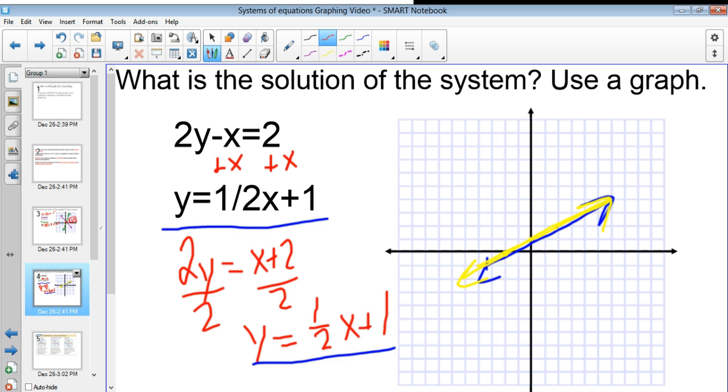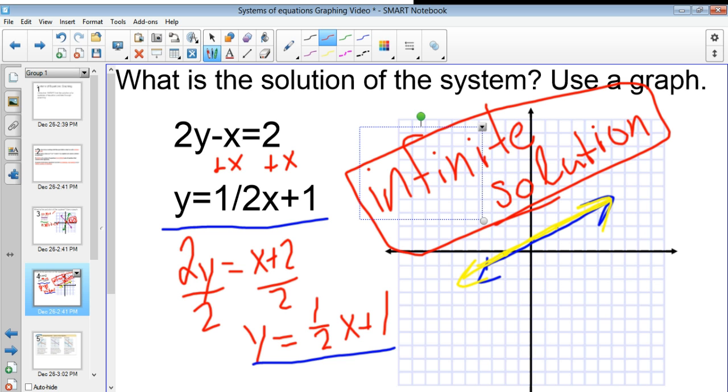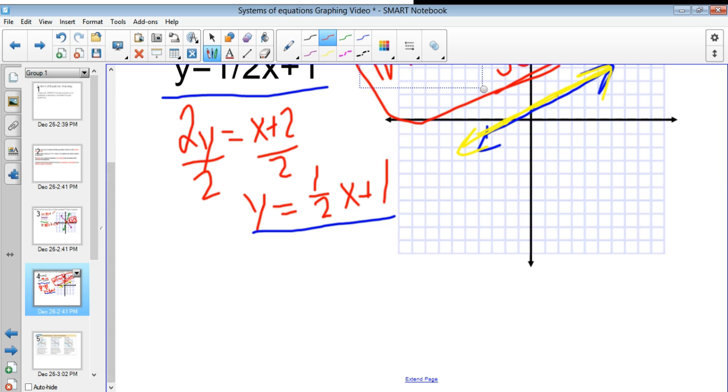So that means the point 2 comma 2 is a solution, 4 comma 3, those would all be solutions, and so on and so forth. I'm actually going to have here infinite solutions. Infinite solutions. So anytime that you have an equation and it turns out that the lines are the exact same, then that means infinite solutions.